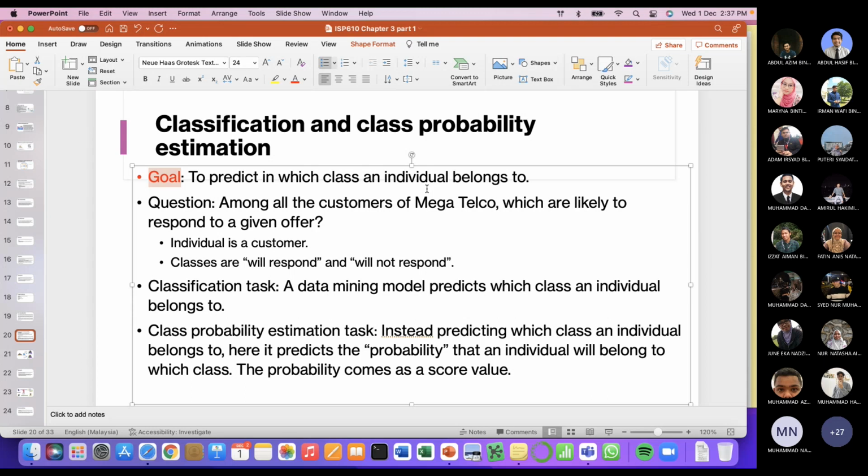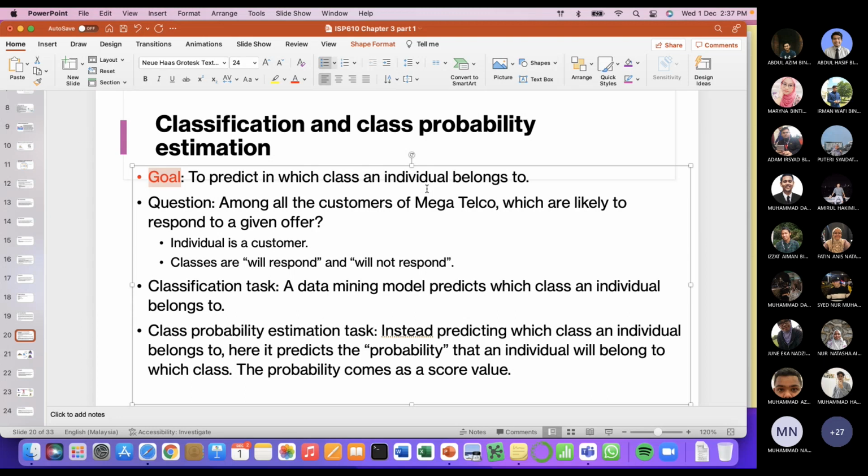Maknanya kita nak predict kan which class the customer will belong to. So, apa kelas dia? So, kelas kat sini, whether that particular individual will respond or will not respond. So, dia ada two classes je lah. Macam dalam customer data semalam, kita ada churn and loyal. Pun sama juga. Tapi dia punya goal dia akan jadi lain lah. Bukan which class yang akan respond atau tak respond pada offer, but it's more to whether the customer will churn or not churn from the services company tu.